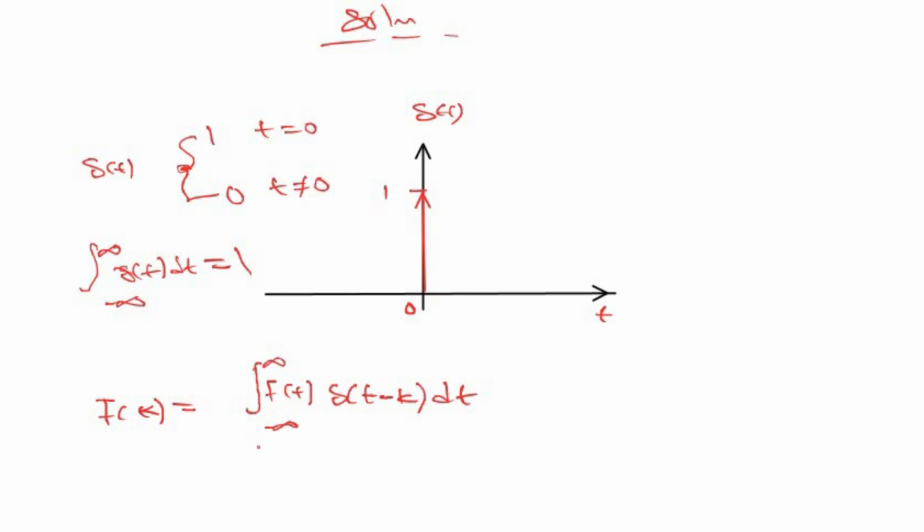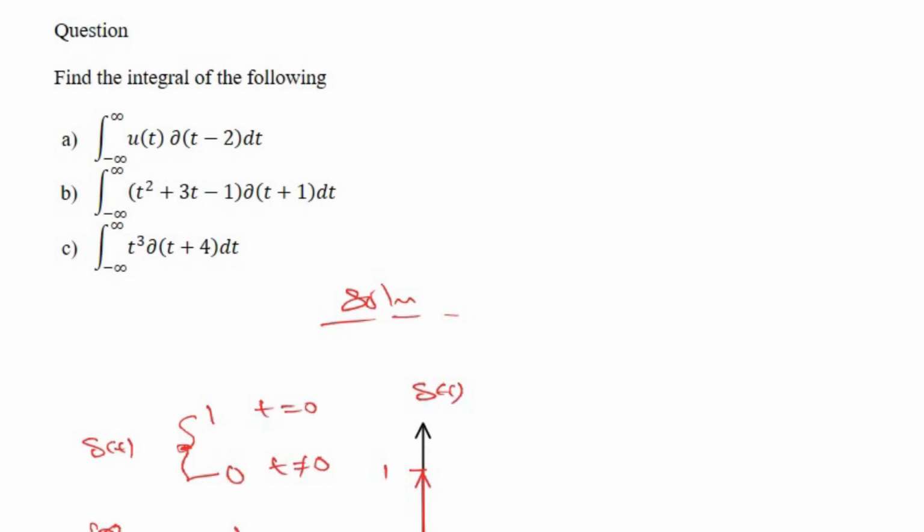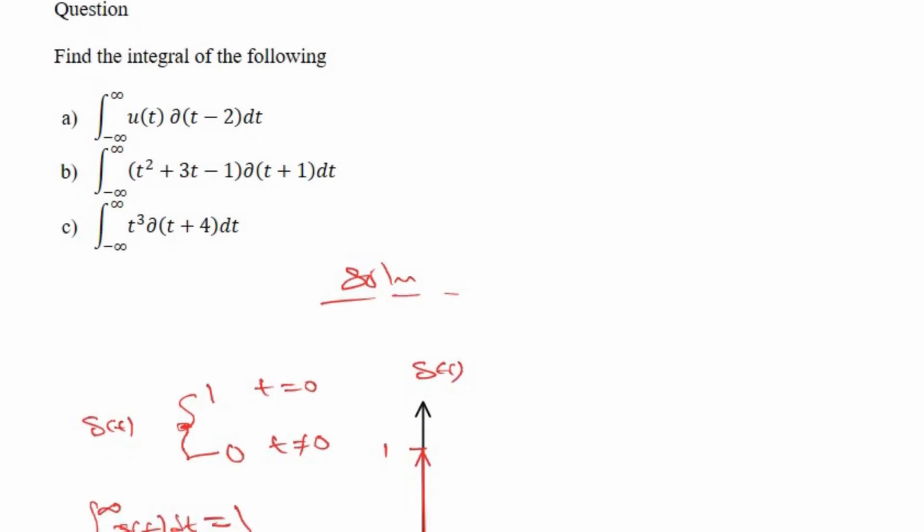Our f of k will be equal to the total integral, which is the function at k, where the signal is being shifted to. So minus k will be equal to the value that you have here, and you are going to find the value of k. Let me quickly solve an example for you to understand this very clearly. Let's solve the first one, which is a unit step with impulse.